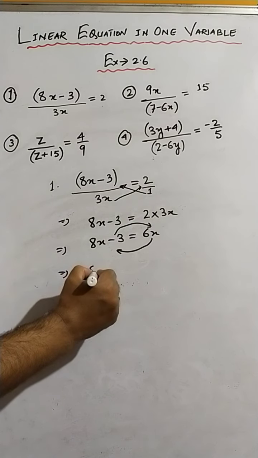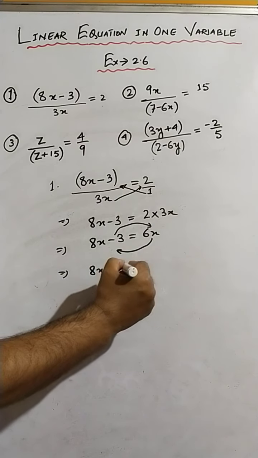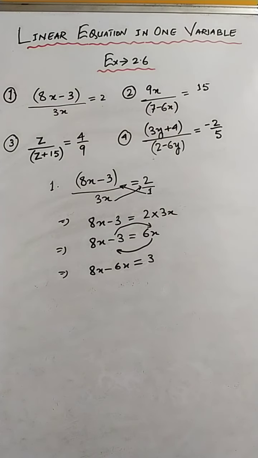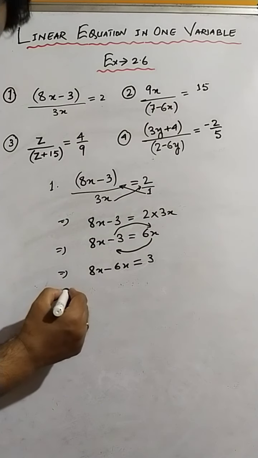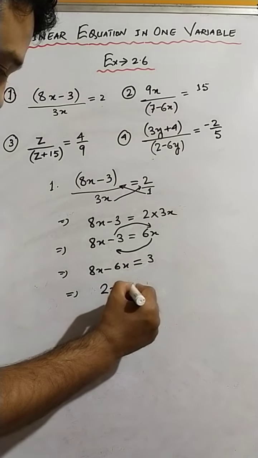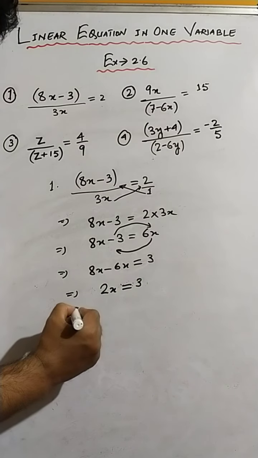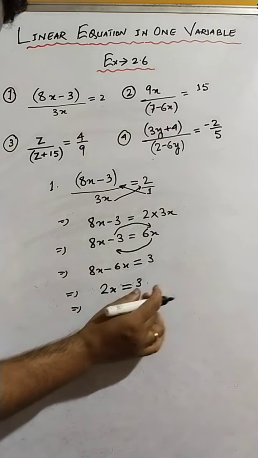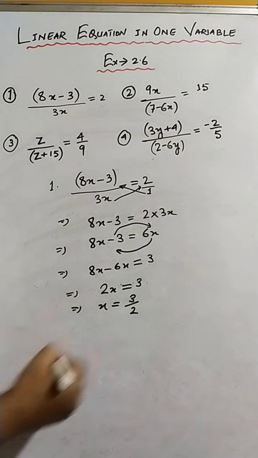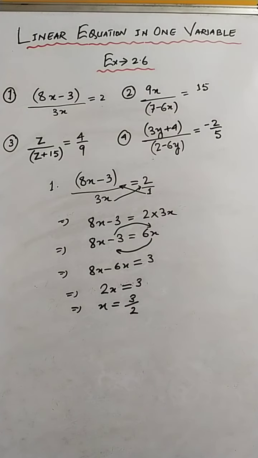So in the next step it will look like 8x minus 6x equals to 3. So the required answer would be 8x minus 6x would be 2x, that would be equals to 3, and finally we'll take this 2 towards right hand side, so it will look like x would be equals to 3 by 2. So this is the solution of sum number 1, students. So let's move on to question number 2.